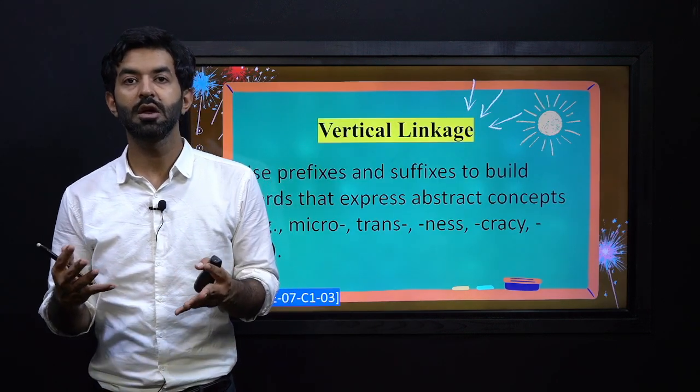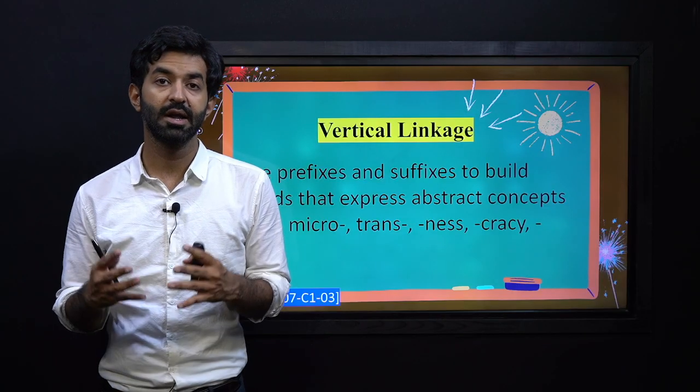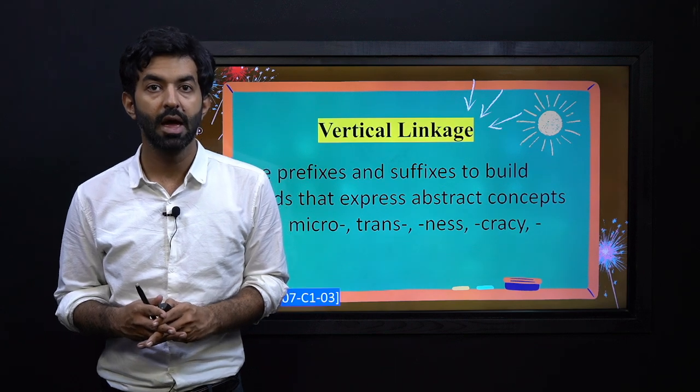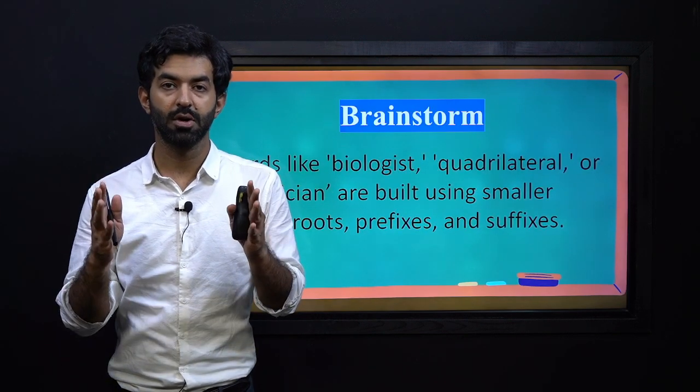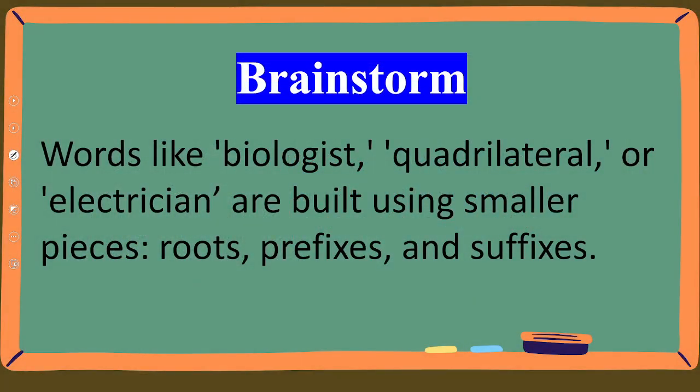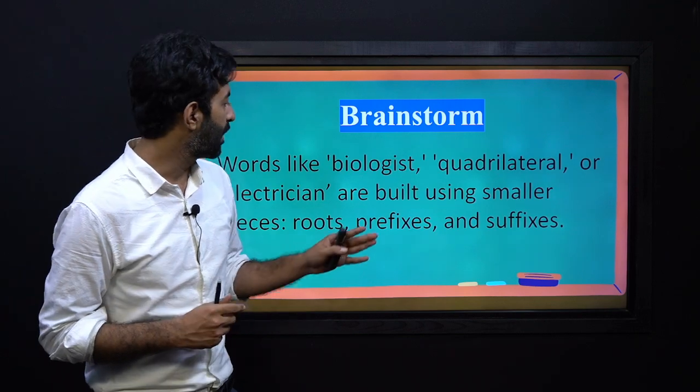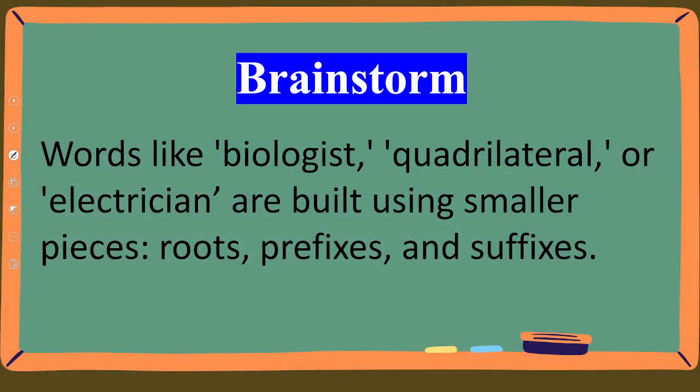Now, students, here is your vertical linkage. It links your SLO with the previous grade. And for beginning the lesson, let's think about it. We want to brainstorm about words like biologist, quadrilateral, or electrician. Now, these are words having multiple syllables. Can you find out the syllables?